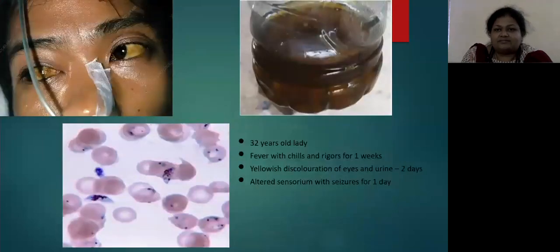What do you think this is? Acute encephalitis-like presentation. 32-year-old lady, fever for 1 week, duration of... yeah, falciparum malaria. Don't forget these ones.